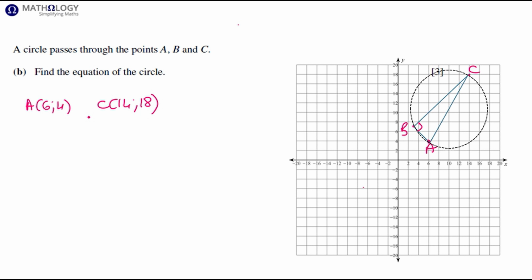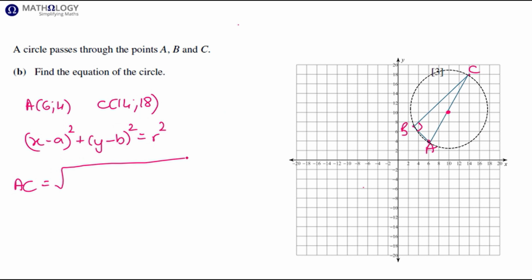AC is a diameter, which means half the diameter is going to be the radius. So the equation of a circle is (x minus a) all squared plus (y minus b) all squared equals r squared. We'll worry about the center in a bit. It really doesn't matter how we start. To get the center of the circle, we're just going to find the midpoint of AC, and to find the radius, we're just going to find the length of AC and halve it. So it doesn't matter where we start. Let's just start with AC.